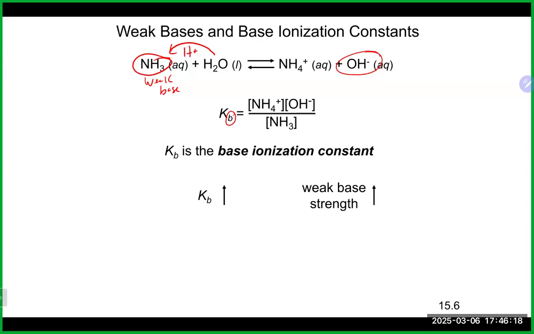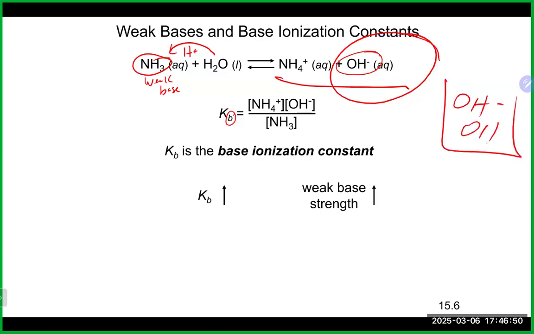So Kb is obviously the ionization constant for a weak base, and kind of the same idea as the Ka. As the Kb value increases, so does the strength of that weak base. It's the same idea as we talked about with the weak acid. If you have a larger K value, that means you should have more products at equilibrium. And in this case, more products at equilibrium means more free OH minus floating around in your beaker, and thus it will be a stronger weak base than perhaps another weak base.